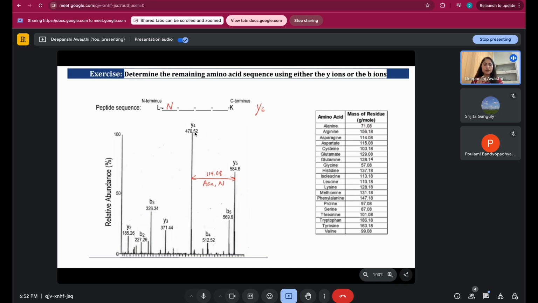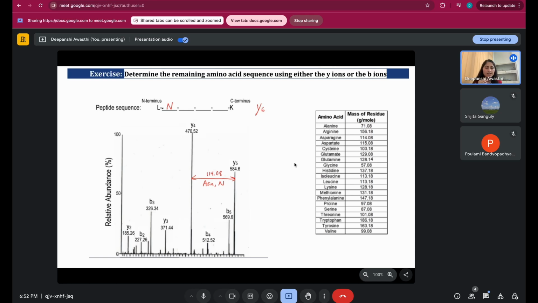Similarly, when we go to Y4, it will contain all the residues except 2 residues, so L and N are not present in Y4. Now we will subtract Y4 from Y5. Y5 is present till second position, Y4 till third last position. When we subtract them, we will get the molecular weight of the residue present at the second position. The difference comes out to be 114.08.